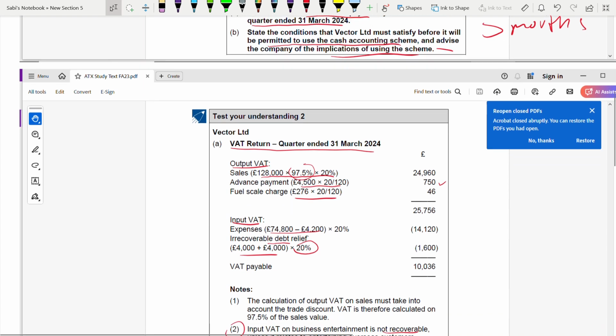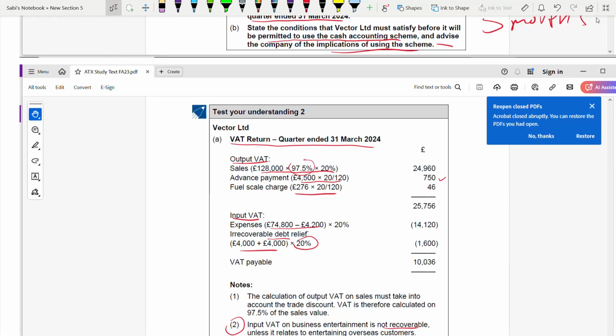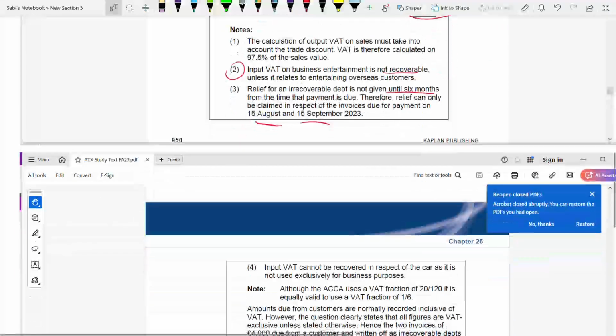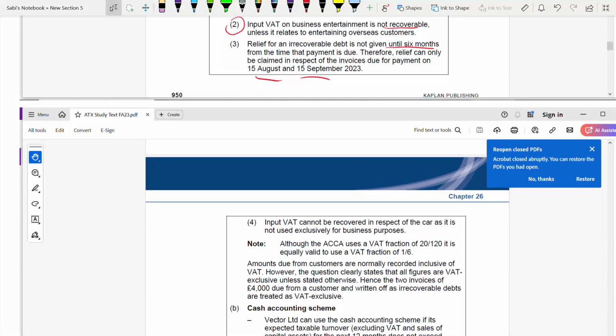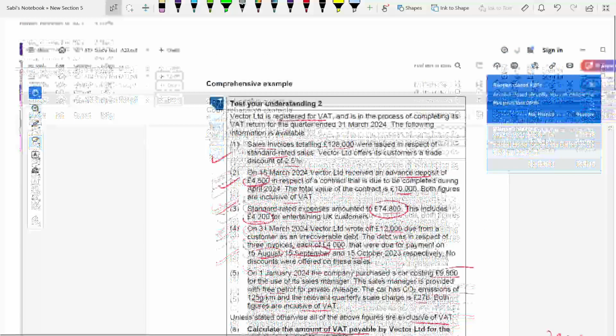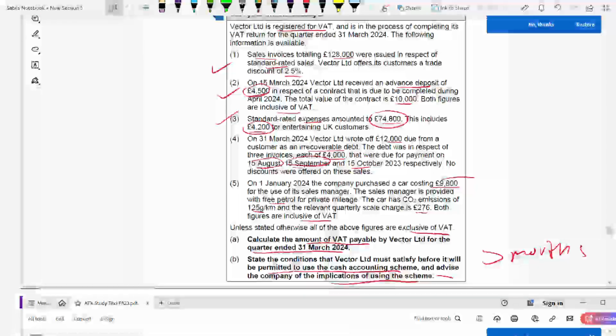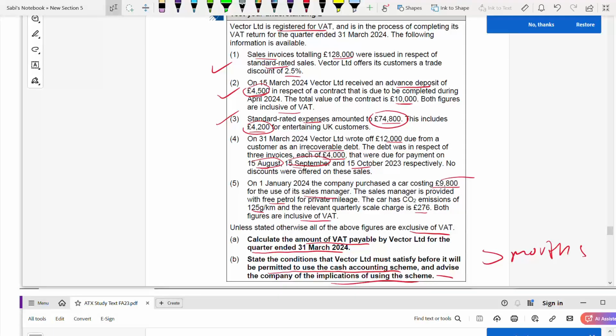So that's it. Once you get that, deduct the total input VAT from the total output VAT and get your VAT payable. Okay, it's very easy. Trust me, VAT is one of the easiest ones. And here, input VAT cannot be recovered in respect of the car, as it is not exclusively used for business purposes. It is used by the sales manager. They told us the company purchased a car costing this for the use of the sales manager.